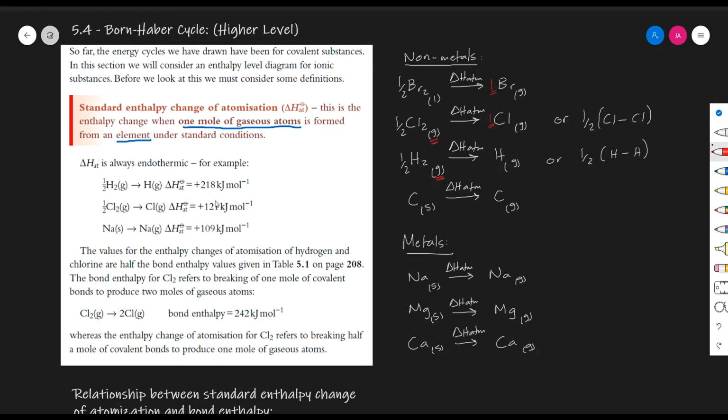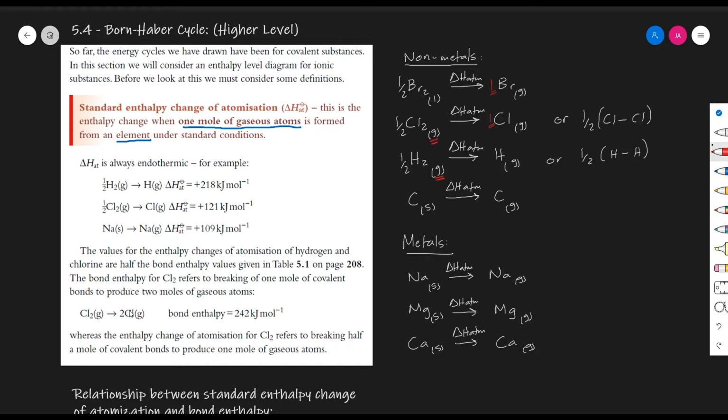For non-metals that exist in the gaseous state, such as Cl2 or H2 used here and here, there's a clear relationship between the enthalpy change of atomization and the bond enthalpy. Since the bond enthalpy definition is the enthalpy change when 1 mole of gaseous covalent bonds are broken under standard conditions, as displayed here. This is the definition of bond enthalpy for Cl2. Chlorine exists as a gas, and thus any energy supplied at this point would go to break the Cl-Cl bond and produce 2 gaseous atoms.